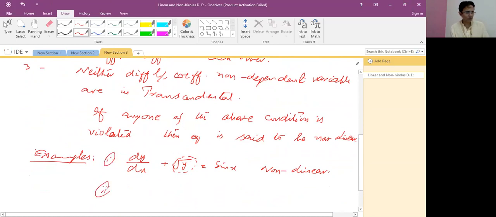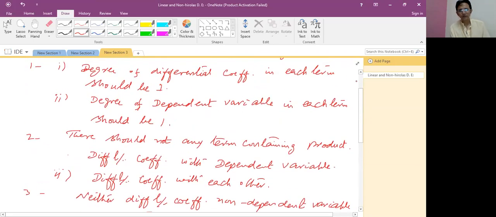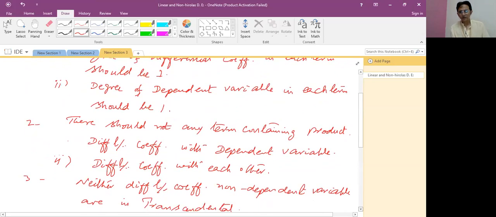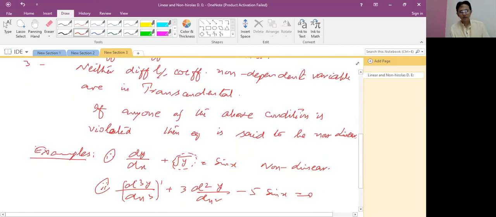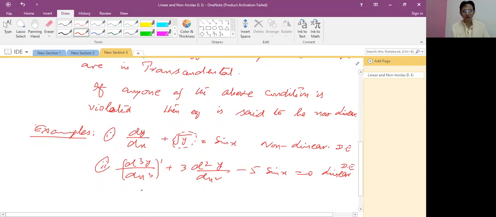Now second example: d cube y over dx cube plus 3 times d2y over dx square minus 5 sin x equals 0. The degree of the differential coefficient and of the dependent variable in each term should be 1. So this is called a linear differential equation. There are so many examples about linear and non-linear.